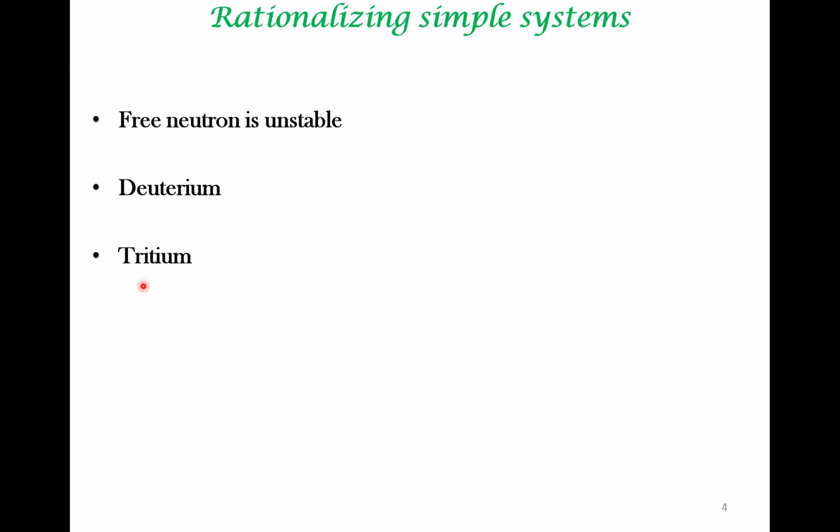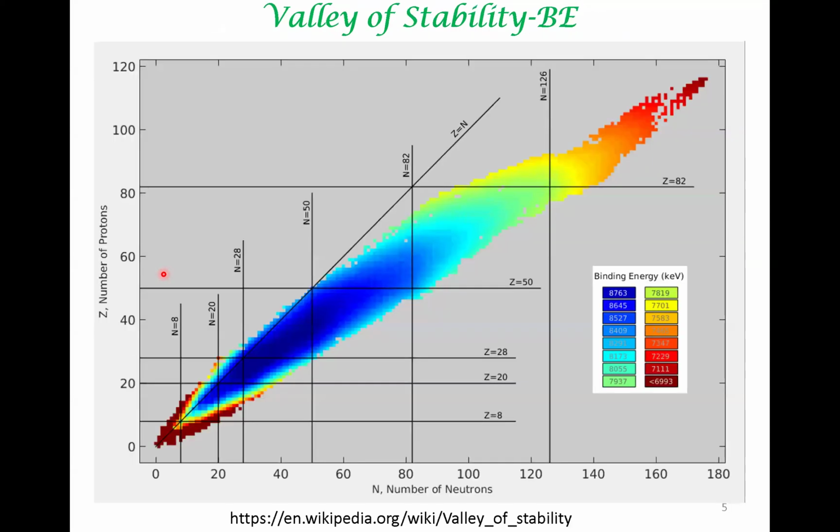This kind of qualitative logic is all right for rationalizing these three systems. We need more detailed models for rationalizing other systems, which we will see in the next few lectures.